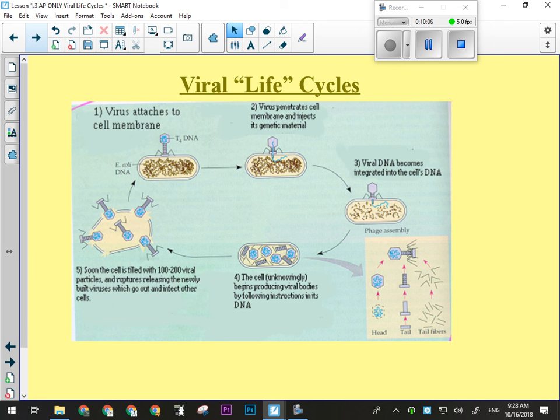There's the attachment, the injection. Okay, there's the kind of dissolution of the DNA, kind of the splicing in, the assembly and construction of viruses.